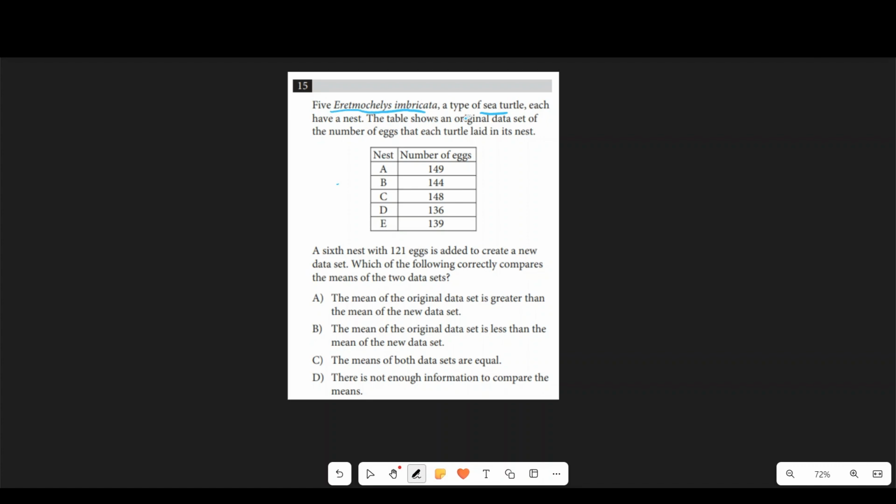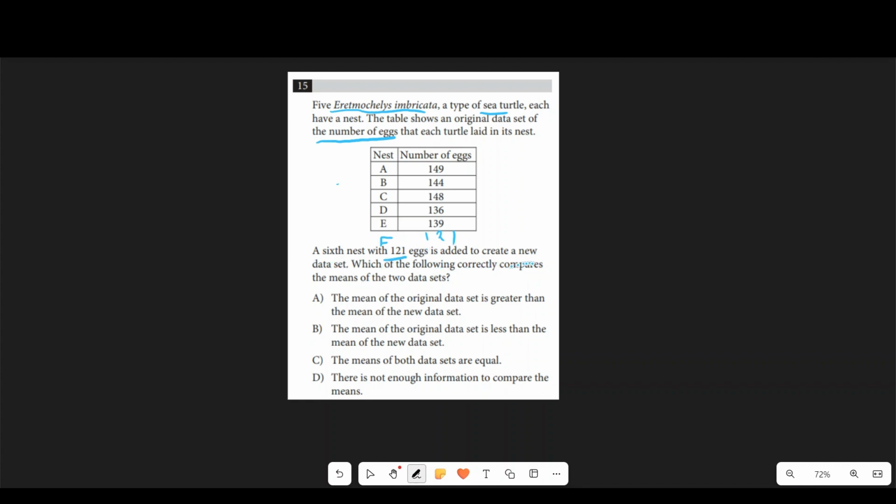The table shows an original data set of the number of eggs that each turtle laid in its nest. So we have the different nests, 1, 2, 3, 4, 5, and the number of eggs. A sixth nest with 121 eggs is added to create a new data set. So we can imagine we have some nest F with 121 eggs. That's basically what they're telling us right there.